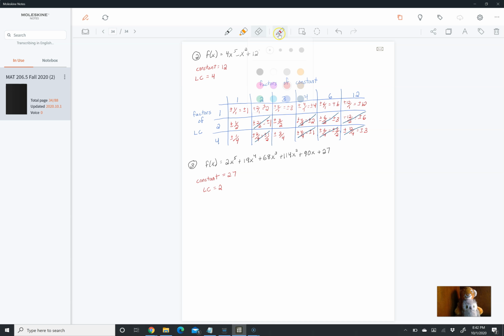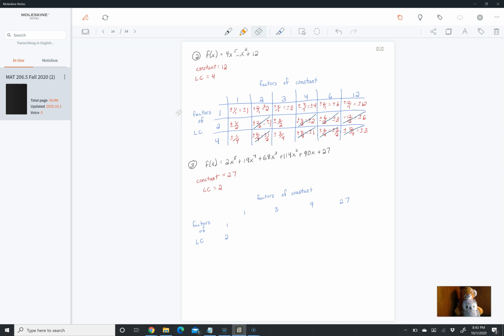So we're going to do the factors of the constant. So we are just creating our table. Factors of the constant on top, the factors of the leading coefficient on the side. So 27 has the factors 1 and 27, and 3 and 9, and that's it. And 2 only has 2 factors, 1 and 2.